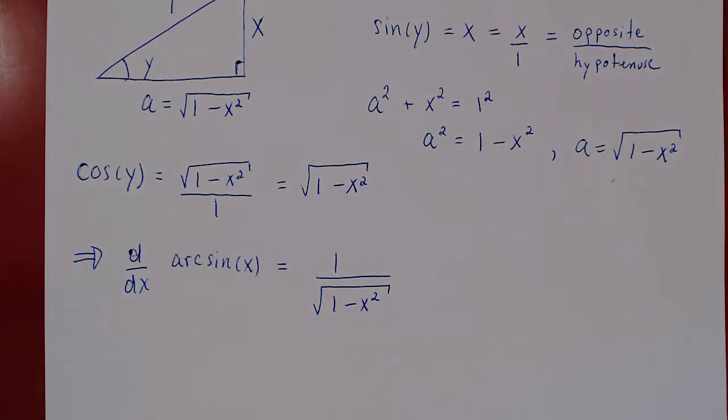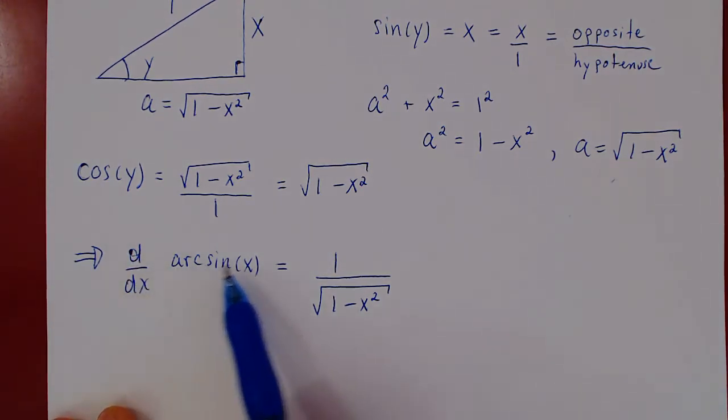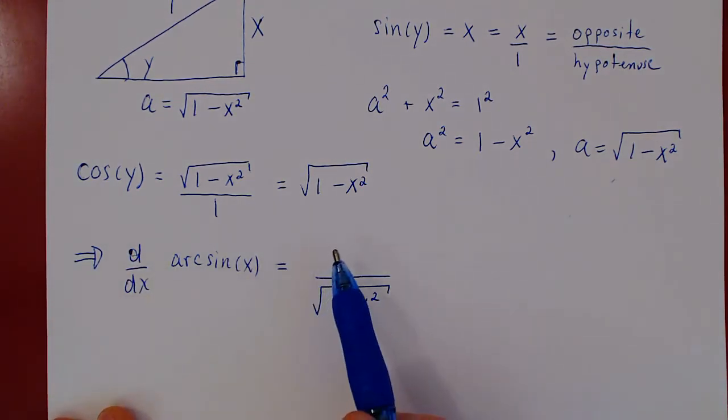And there you have it. The derivative of arc sine of x as a function of x is equal to 1 over the square root of 1 minus x squared.